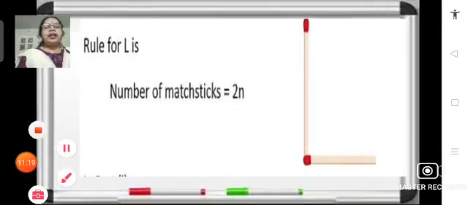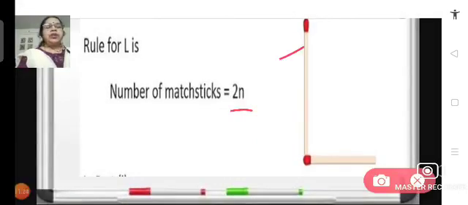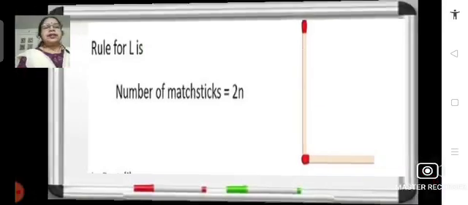So the rule for L, what is it? It is 2n, isn't it? Because for forming 1 L we require 2 matchsticks. So what is the general rule? It is 2 into n. And what is n? n is the number of L's formed, isn't it?